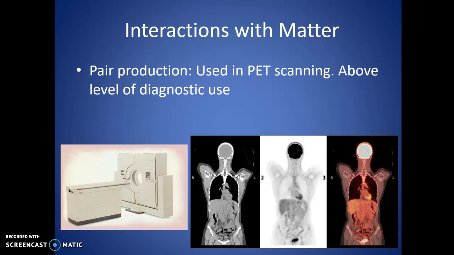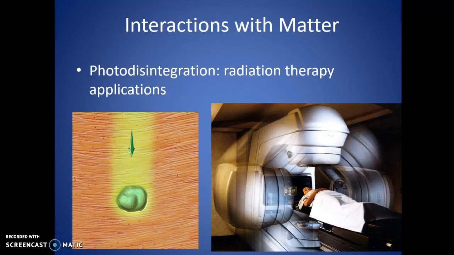Pair production, this is used in PET scanning. This is really above the level of diagnostic use. Photodisintegration is used mainly in radiation therapy applications, where they go after the nucleus of the cell and try to target that cell, because without the nucleus, the cell will die. The same thing with cancer cells within the body. If they target the specific nuclei of those cells and kill those off, what you should see is the loss of cell function, and the cancer cells won't be able to reproduce themselves.